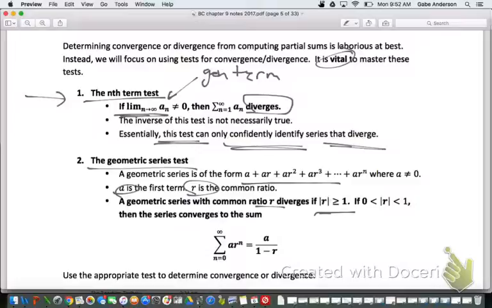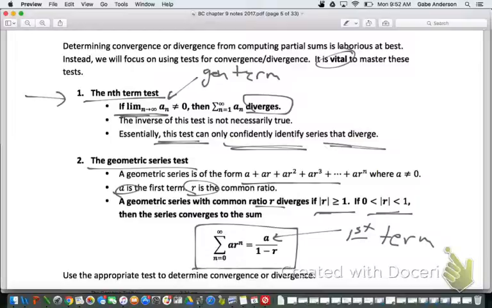However, if the common ratio's absolute value is between 0 and 1, so what numbers are between 0 and 1? Well, yeah, but what kind of numbers? Decimals, fractions, right? We'll typically look at these as fractions. Then the series converges, and we can not only say that the series converges, it converges to A over 1 minus R. Again, keeping in mind that A is the first term, and R is the common ratio.